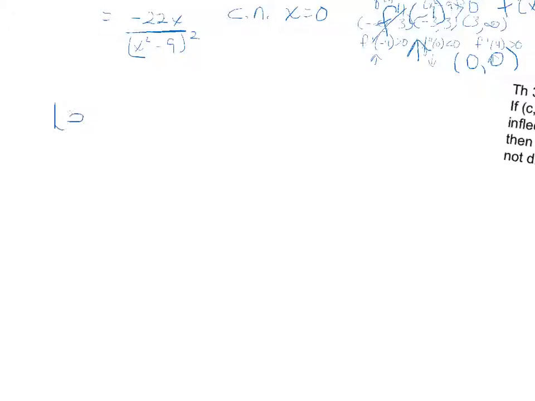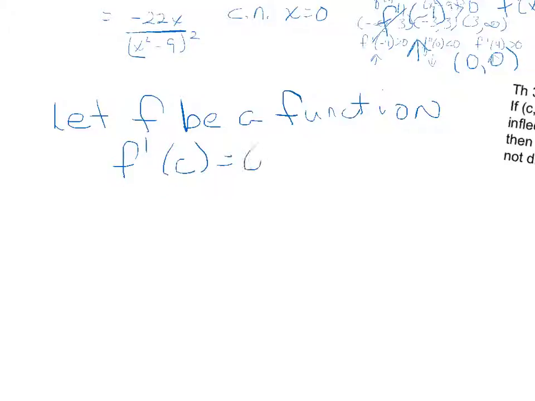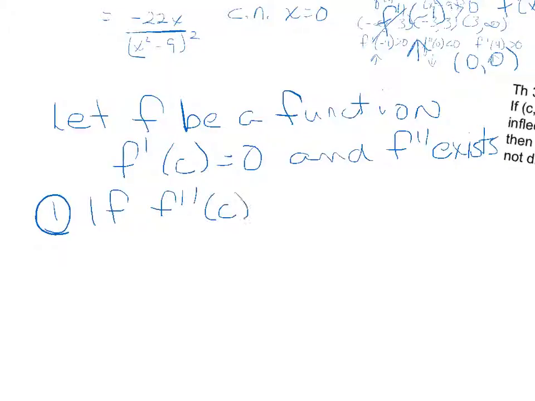We want to let f, and I didn't have time to type this up, let f be a function such that f prime at c equals 0. And that means c is a critical number because f prime of c is 0. And the second derivative exists on the open interval. So f double prime exists on the open interval. Okay, if f double prime of c is greater than 0, which means it's what, concave up or concave down? Concave up. Then f of c is a minimum.